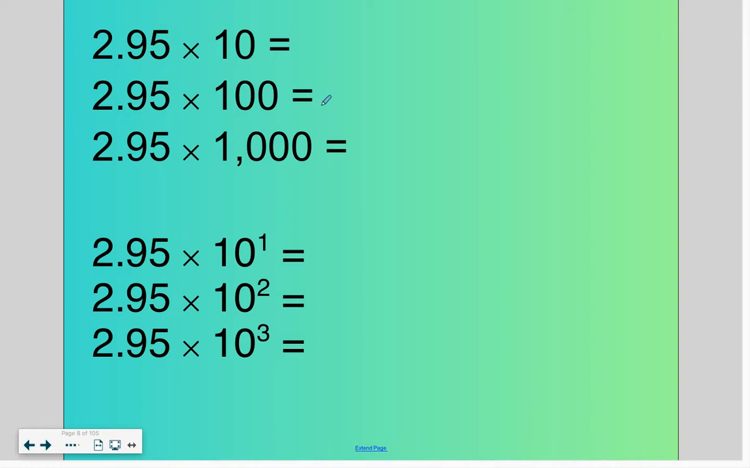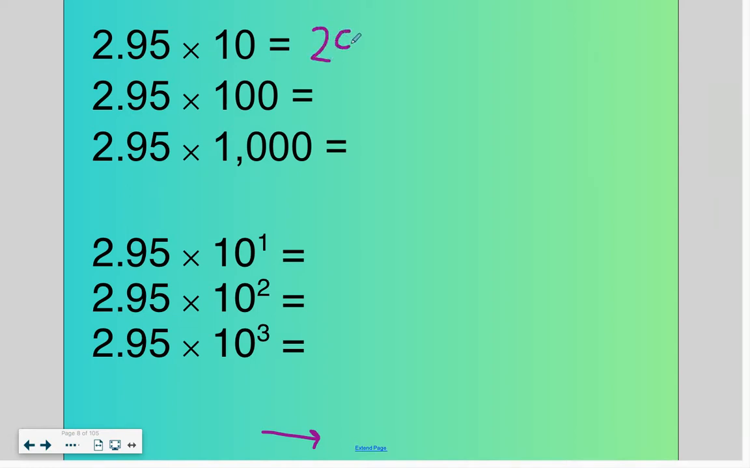2.9 times 10. So in both examples, 10 is equivalent to 10 to the first power, 100 is 10 to the second power, and 1,000 is 10 to the third. That's going to let us know how many times we need to move that decimal over to the right. We're moving it to the right because we are multiplying. So 2 95 hundredths times 10.